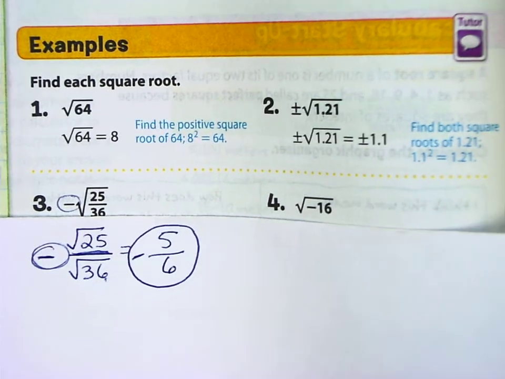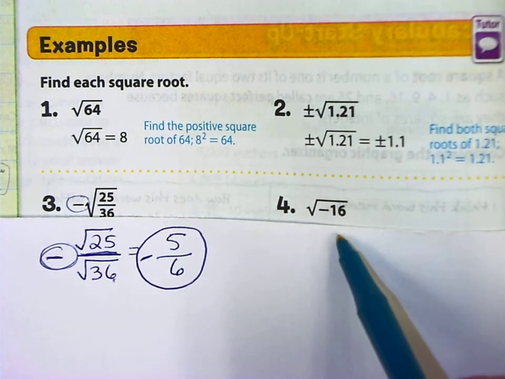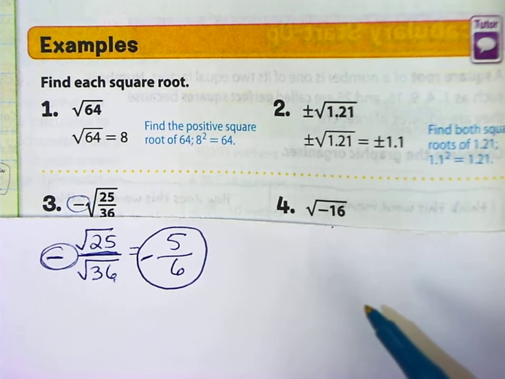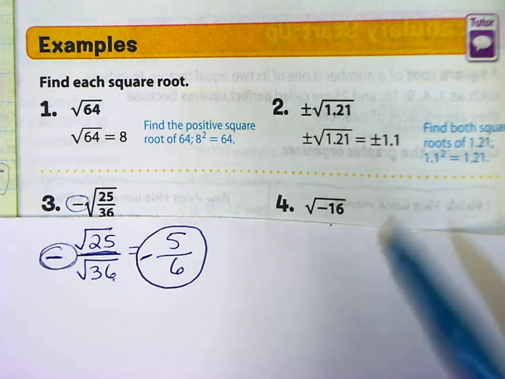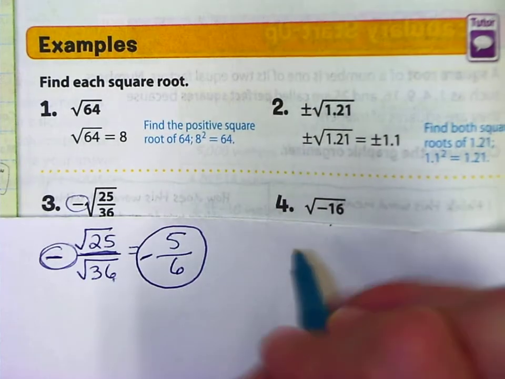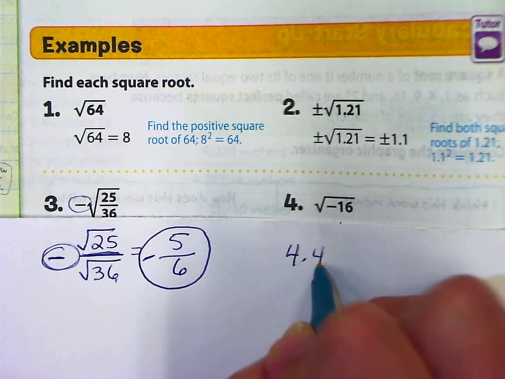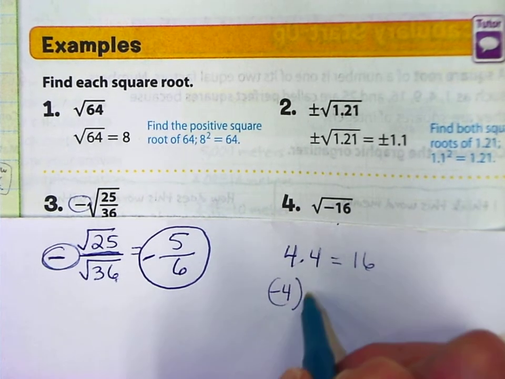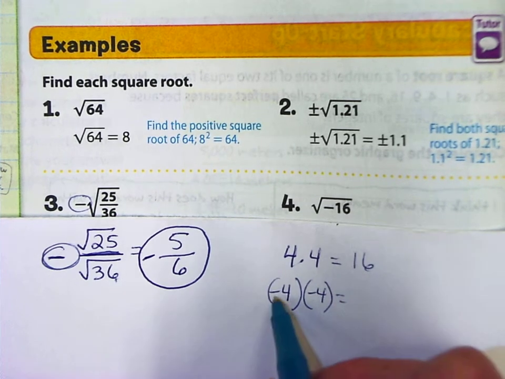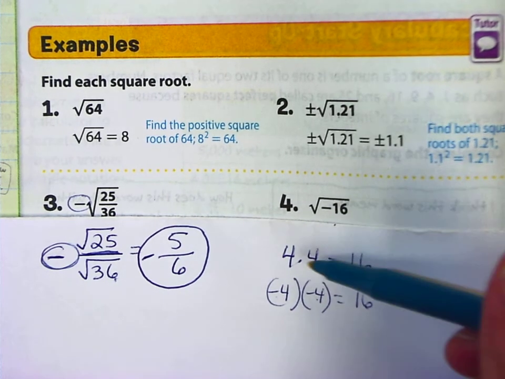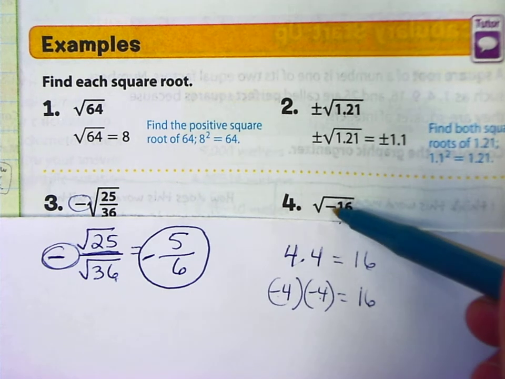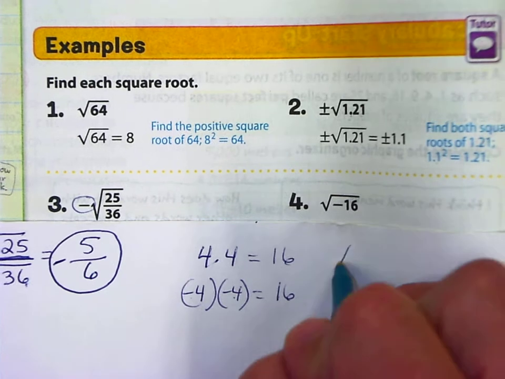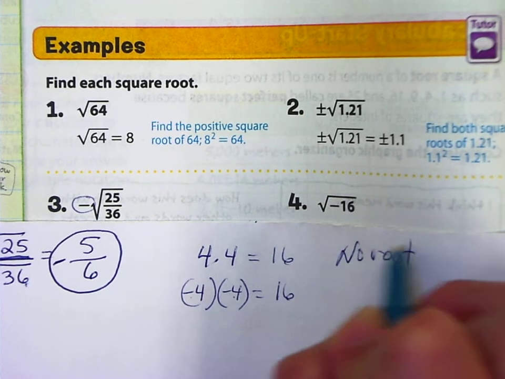And now this one is unique because we actually cannot solve a square root with a negative on the inside, because there is no such thing as a number times itself that equals a negative. The numbers have to either both be positive, right? 4 times 4 is 16, or they both have to be negative. They have to be the exact same number. And negative times negative is also positive. So it's not possible for us to find a root of a negative on the inside. So we would say there is no root for this answer.